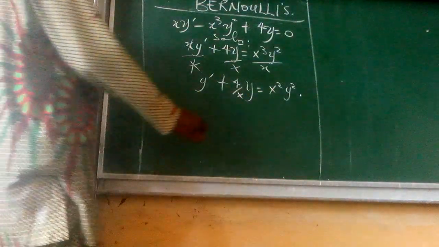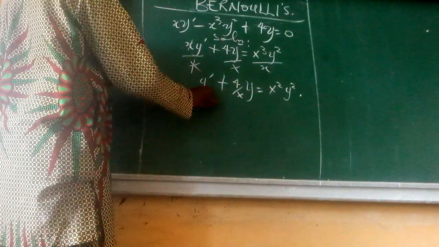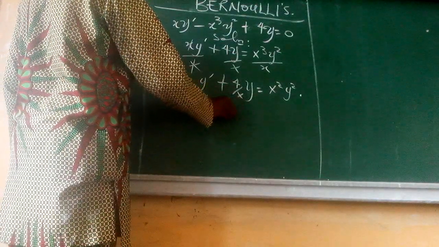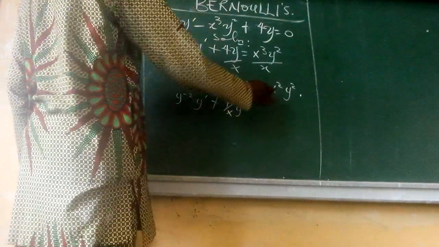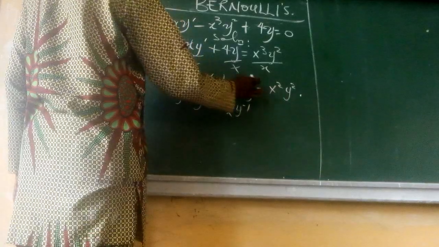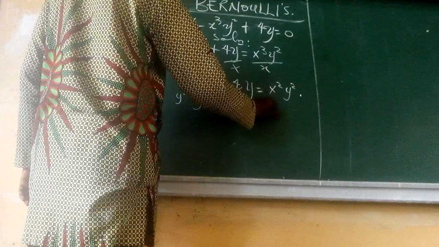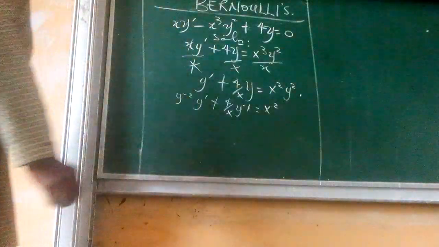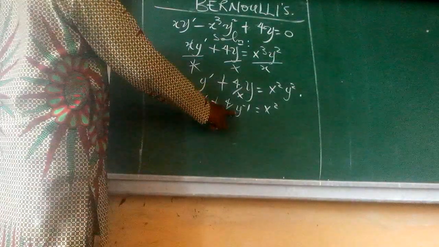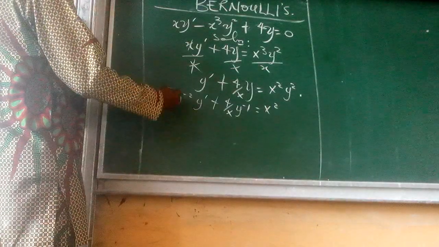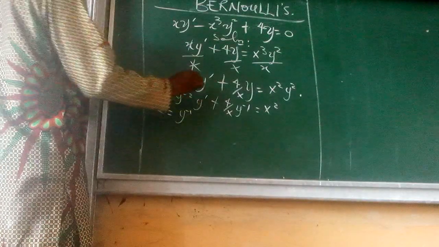So you divide through by y squared, and that gives us y raised to the power minus 2 y prime plus 4 over x y raised to the power minus 1. Simply because when you divide y by y squared, this is y raised to the power 1 minus 2, to give you y raised to the power minus 1, is equal to x squared. Now, based on Bernoulli's implication, we are meant to have a substitute for y raised to the power minus 1. So we can use the variable z. Z is equal to y raised to the power minus 1.